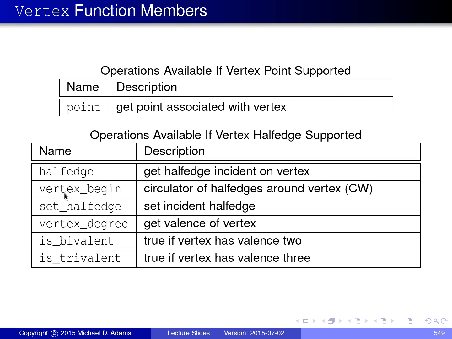The function set half-edge sets the handle for a half-edge that's incident on the vertex. Vertex degree, which gets the valence of the vertex. Is bivalent, which checks to see if the vertex has valence 2. It returns true if the vertex has valence 2 and false otherwise. And the function is trivalent, which returns true if the vertex has valence 3 and false otherwise. So it checks if the vertex is trivalent.